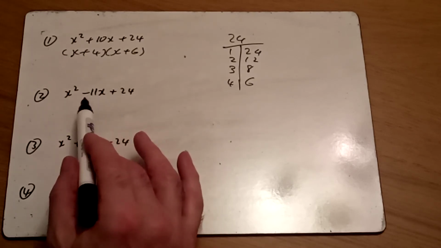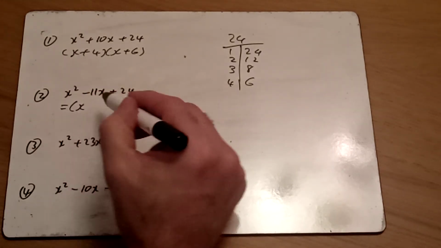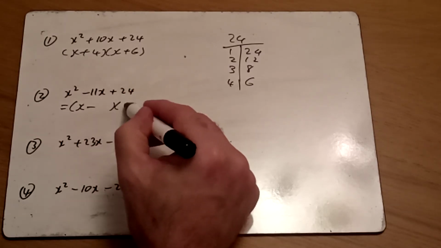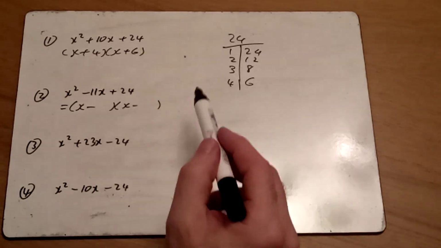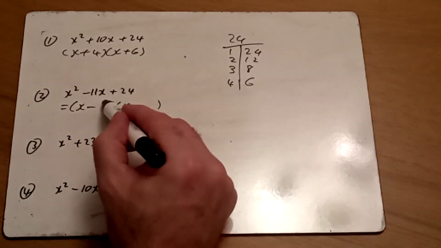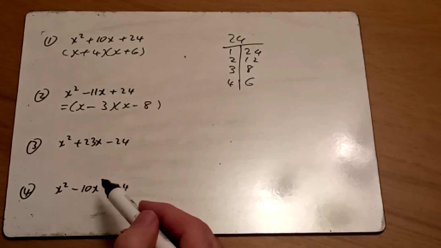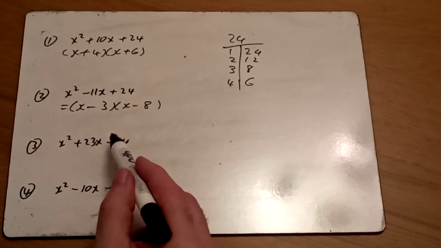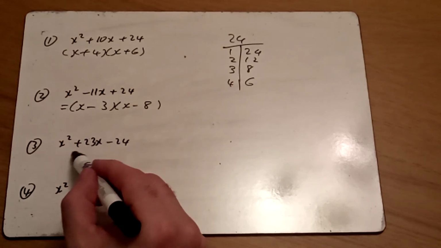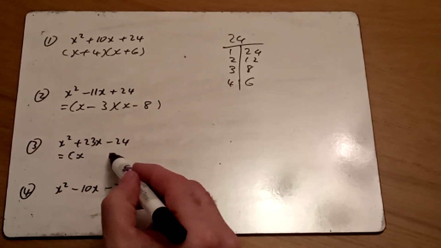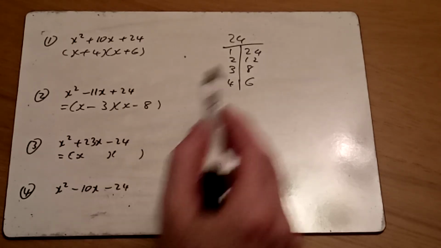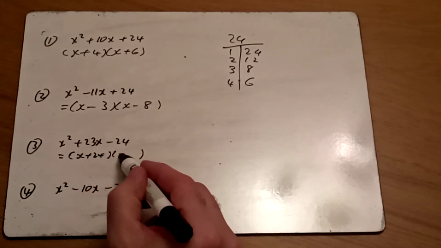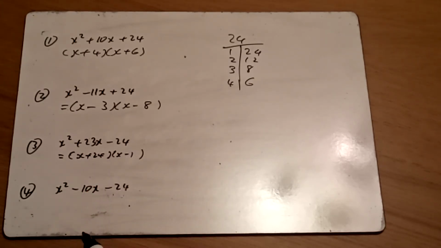When that's plus, but the middle's minus, they're still going to add up to make 11. In reality, they're making minus 11 because they're both negative. So how do I get 11 from these numbers? With 3 and 8, so x minus 3, x minus 8. When it's negative though, they're going to have different signs. They're still going to add up to 23, but in this case, the two numbers that make 23 are going to be 1 and 24. And to get plus 23, the bigger number is plus, and the smaller number is minus.